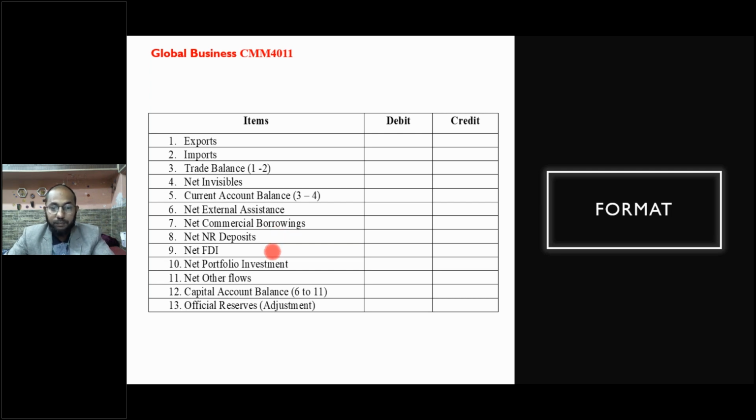That is India. Then the next component is net foreign direct investment. And the tenth is portfolio investment.